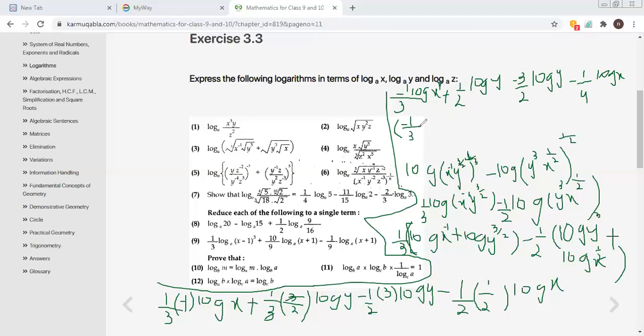minus 1 upon 3 minus 1 upon 4, and log of x is common, so we will write like this. Okay. And in the same way, plus 1 upon 2 minus 3 upon 2. We will write it together inside the bracket, and outside the bracket we will write log of y. Is there any confusion, Aisha? No, miss.